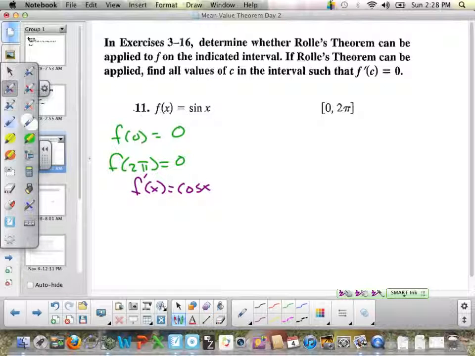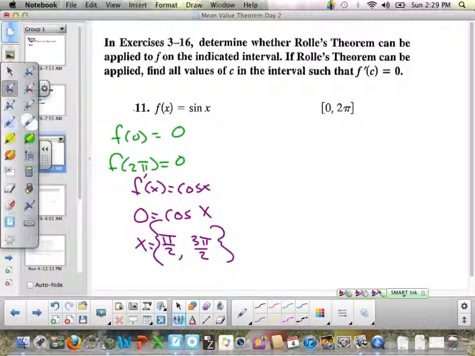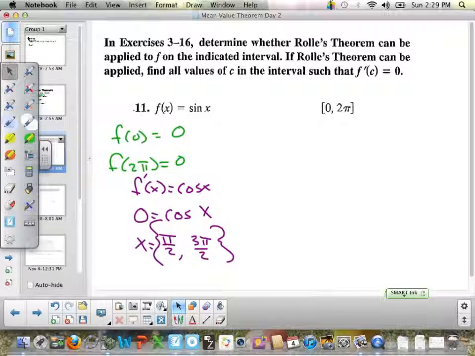To use Rolle's theorem, we need to find the derivative. Derivative of sine is cosine, set that equal to 0. Where does cosine equal 0 between 0 and 2 pi? Well, that would be pi over 2 and 3 pi over 2. Those are the values where f prime of c equals 0. And it could be more than 1, but it's guaranteed to be at least 1.